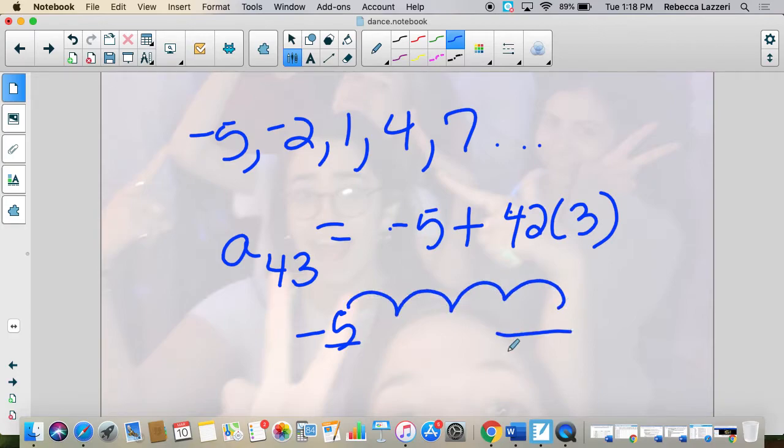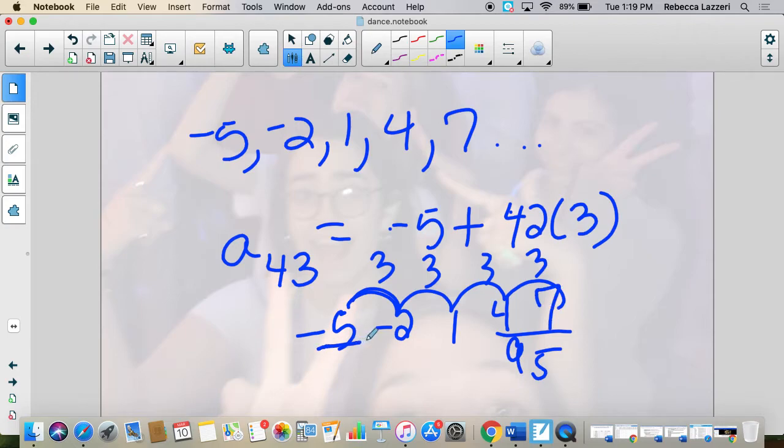Let's stop at a sub 5. If I add 3, I get -2. If I add 3, I get 1. If I add 3, I get 4. If I add 3, I get 7. So I started at -5, and I added how many 3s to get to the fifth term?